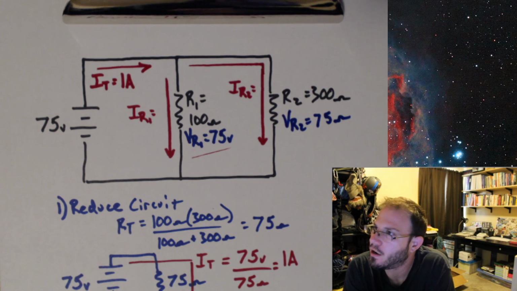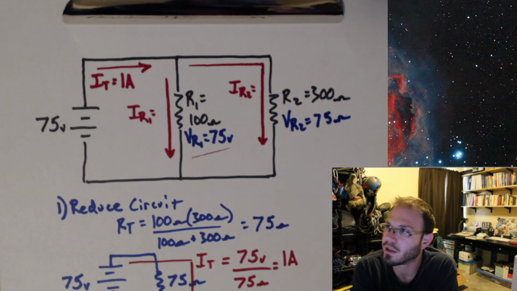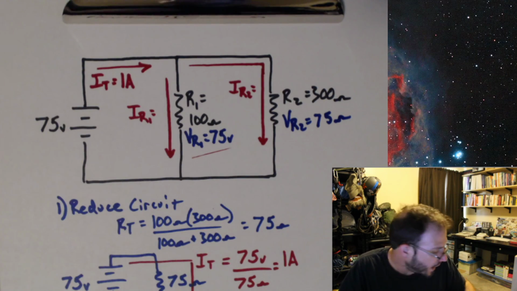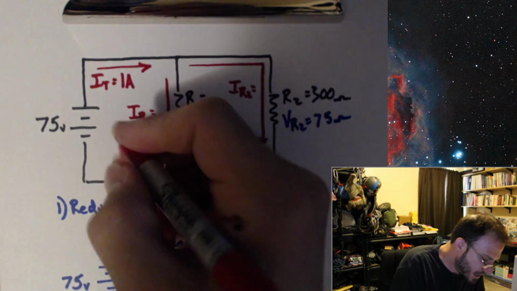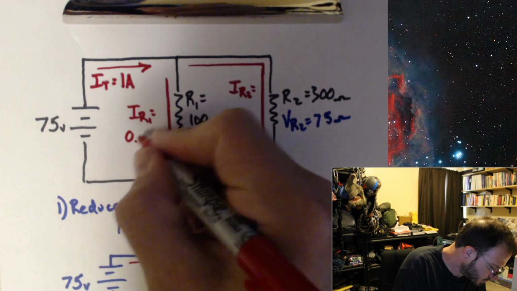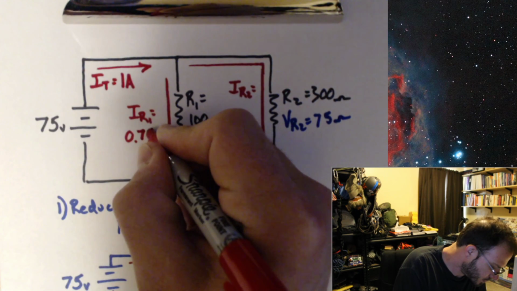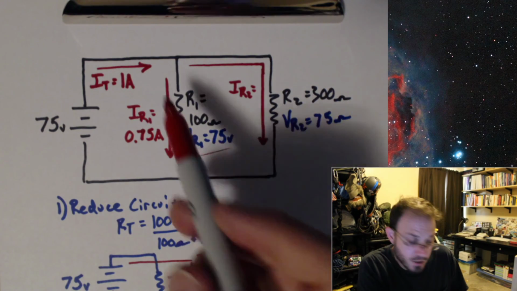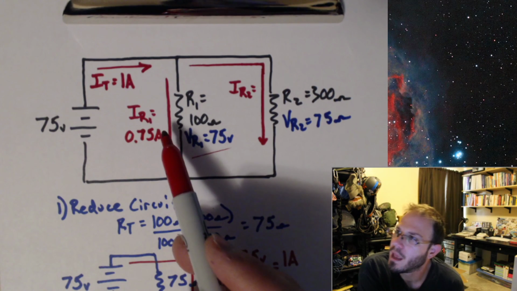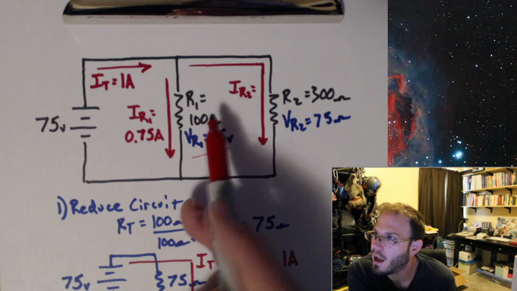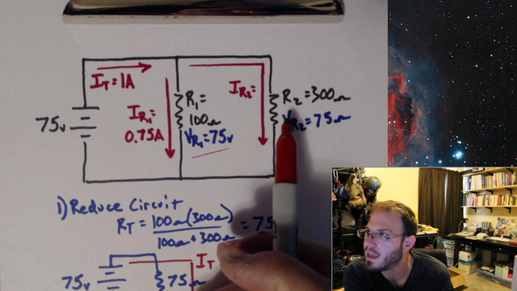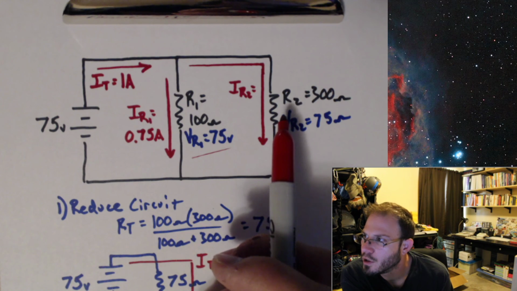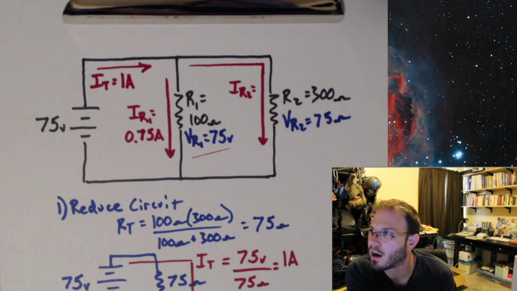Okay, can I go ahead and figure out these currents now? Absolutely. Use Ohm's law. IR1 is going to be equal to 0.75 amps. I just did Ohm's law. I did 75 volts divided by 100 gives me 0.75. I'll do the same thing over here. Do I need to do that? Or do I already know how to get this answer of IR2?